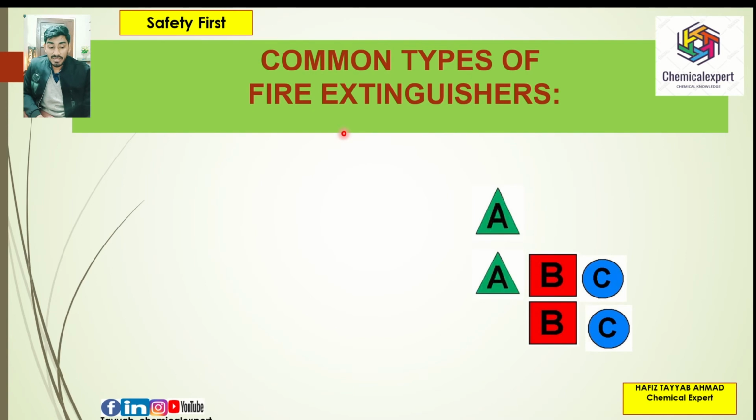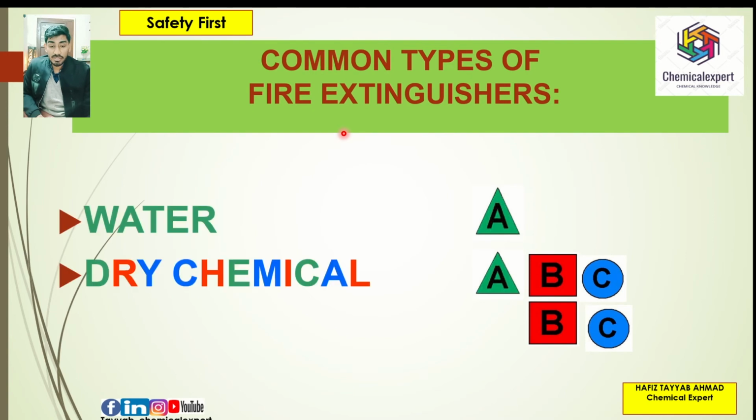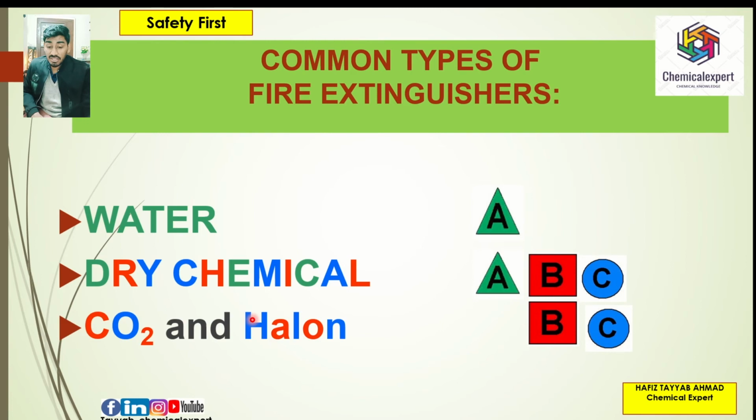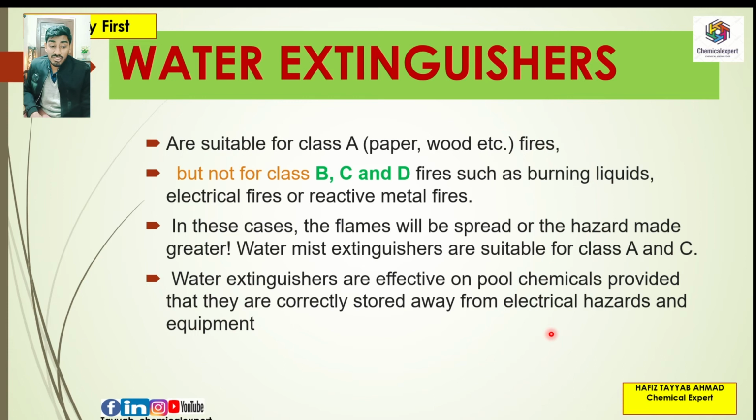Now the common types of fire extinguisher. There are three major types which are quite common. Number one is water, which is used only for class A fire, which is solid. Number two is the extinguisher mostly used for class A, B and C fire, which uses a dry chemical, which we call DCP, dry chemical powder. And number three is carbon dioxide and halon, which is mostly used for class B and class C fire.